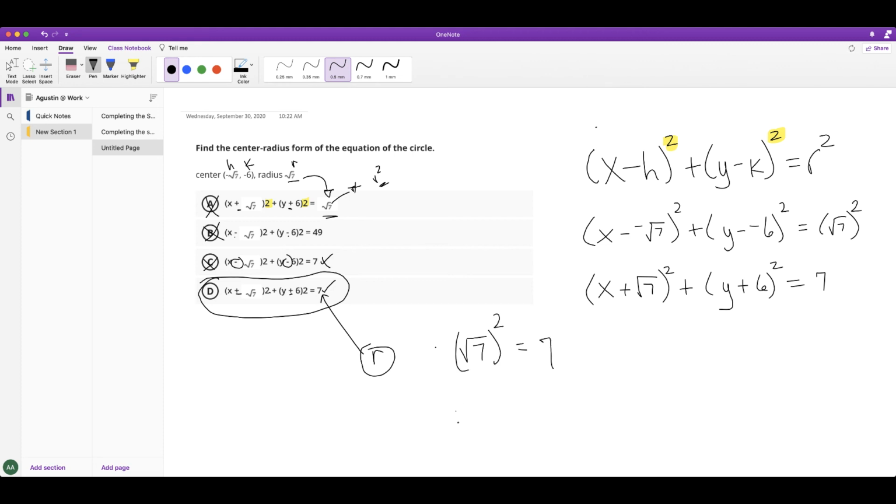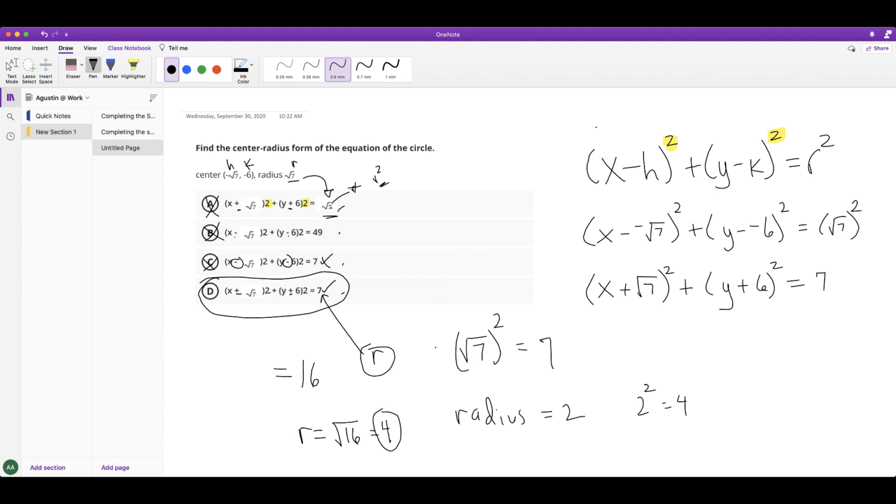So if they told you the radius is 2, then you should not expect the number 2 on this side. It won't be equals 2. It'll be equal to 2 squared, which is 4. Then you'll see a 4 here. If you're going backwards, and if it equals, let's say, 16, then the radius is not 16. The radius is going to be the square root of 16, which is 4.